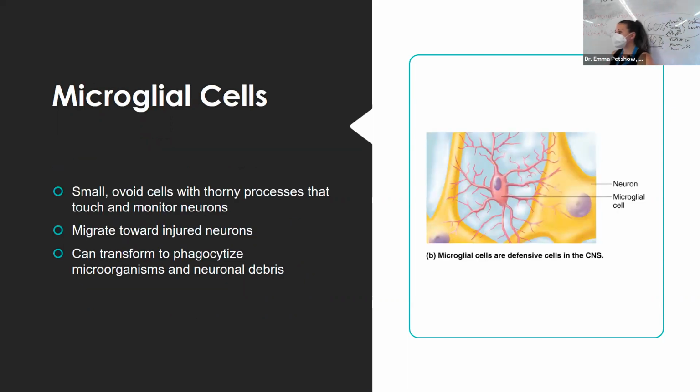Then you have microglial cells. This is a glial cell line, and we can see microglial cells also kind of look like this spider shape. They're a little bit thinner. Their appendages are a little bit thinner. They're also going to directly contact neurons. You could think about these cells as having thorny kind of processes. They're going to migrate toward injured neurons, and they can phagocytize microorganisms and debris. So these are going to be your big cleaner uppers.